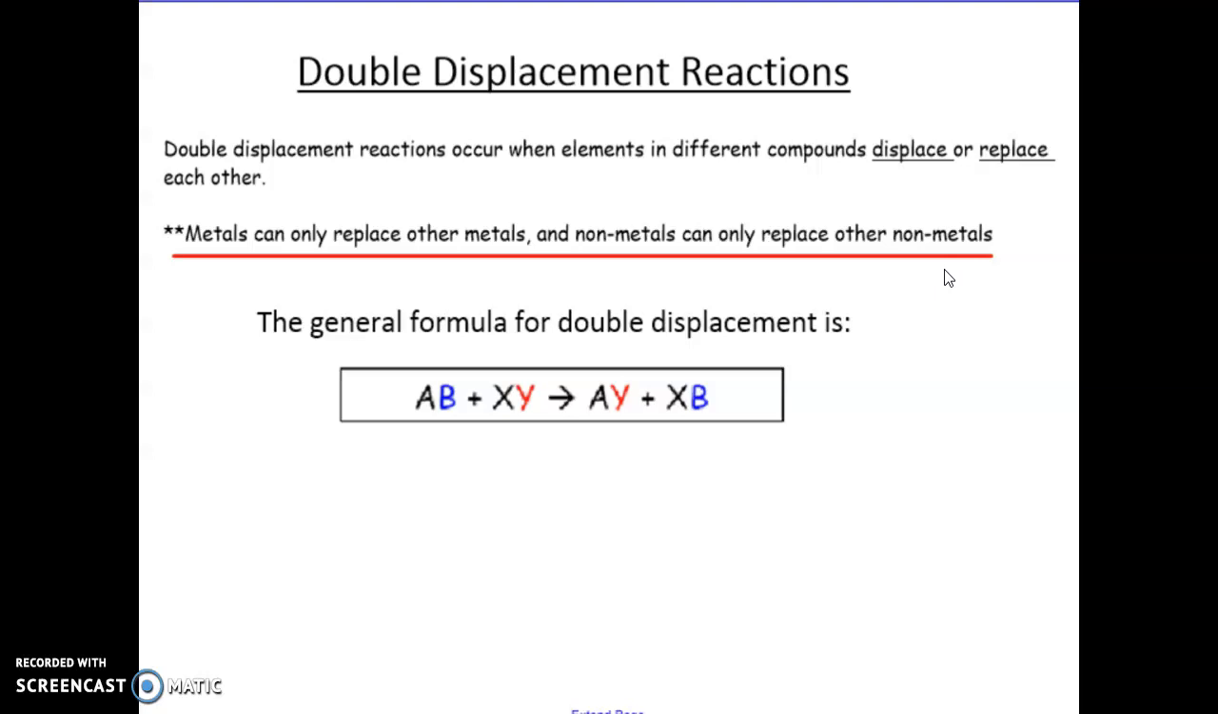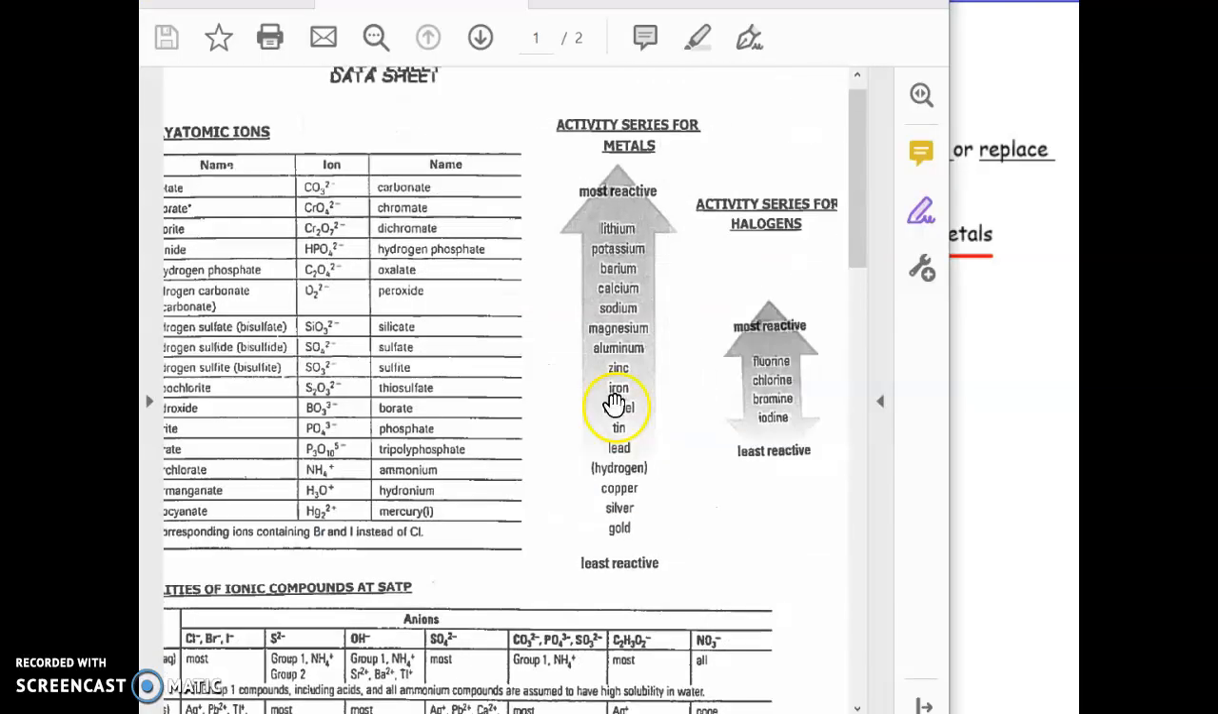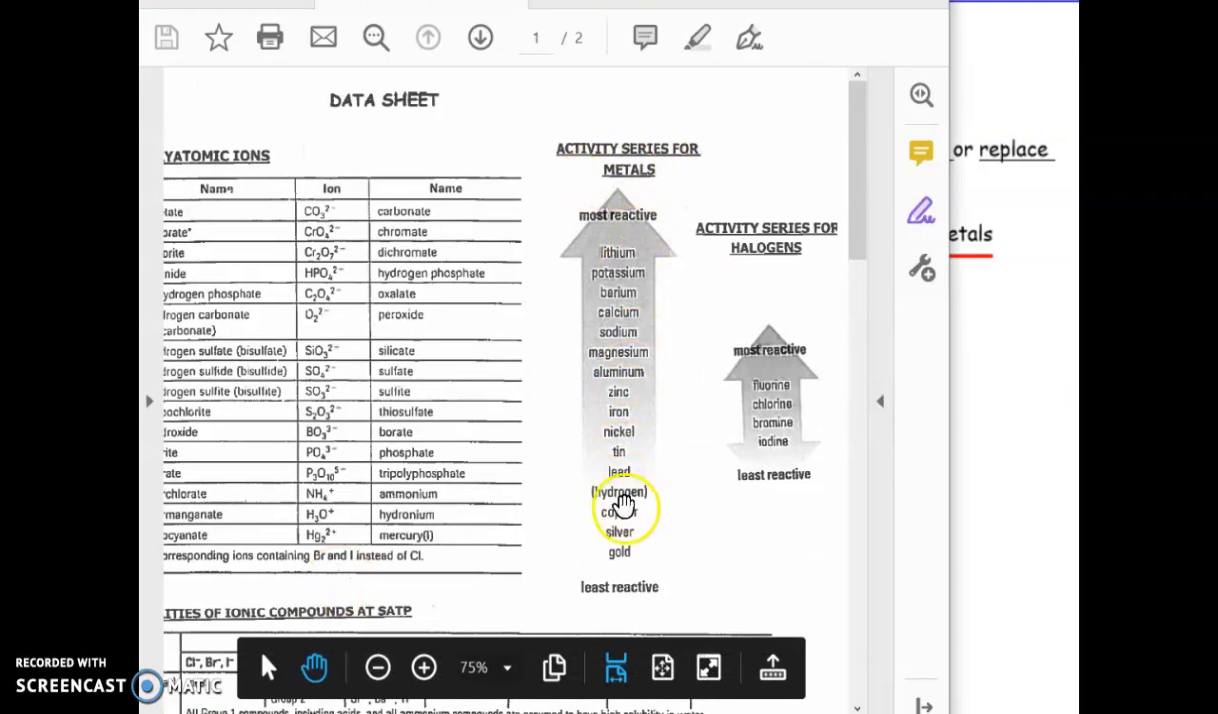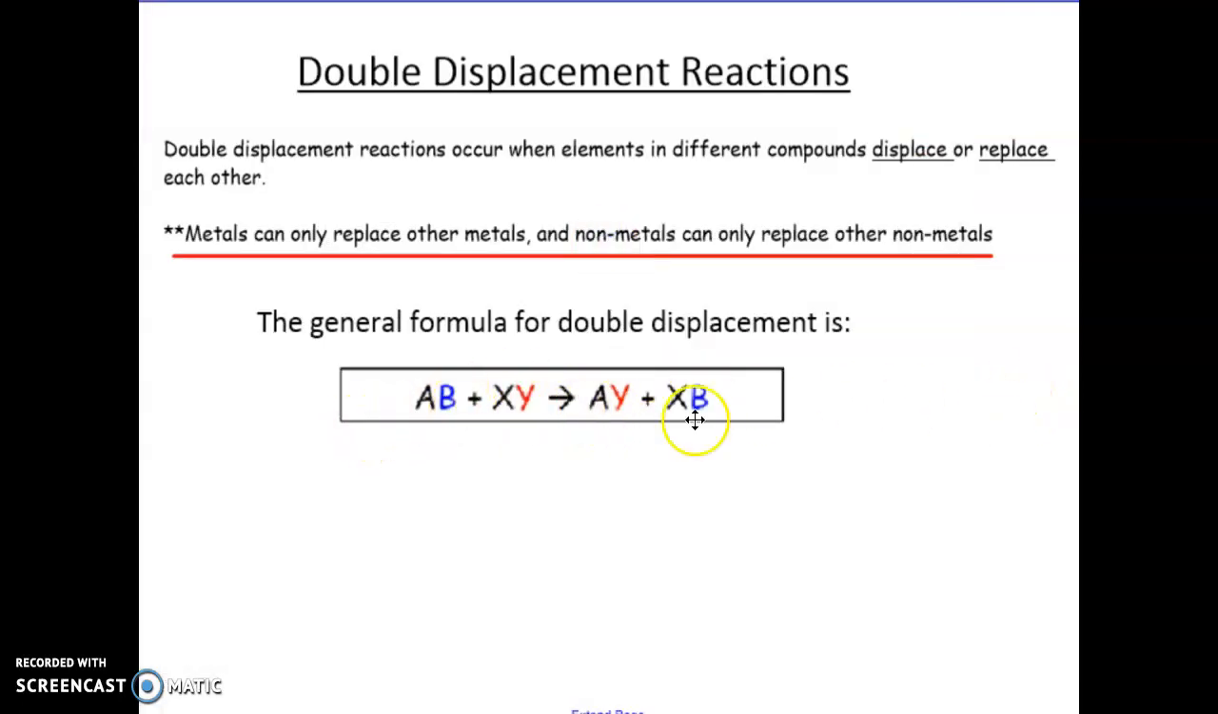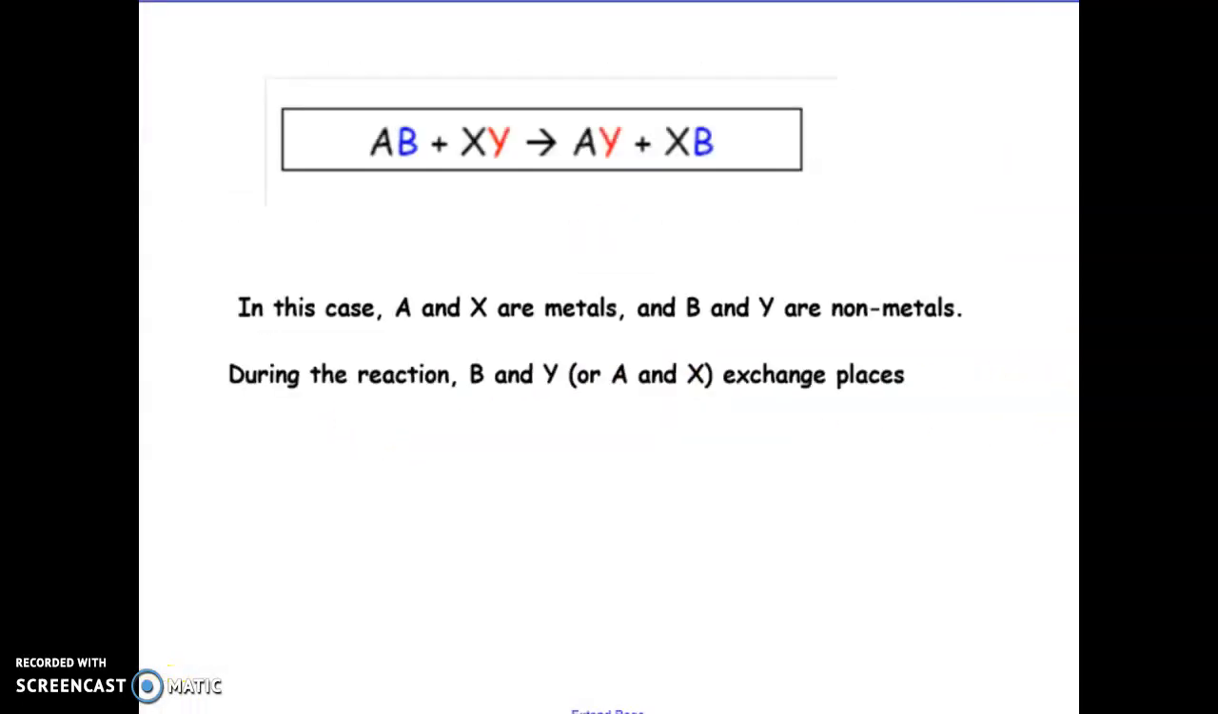If you remember, in single displacement reactions, we checked our activity series for metals or for halogens to see if the reaction would occur. But in this case, the reaction will always do the swap. And we've already mentioned this: a metal can only replace a metal, a non-metal with another non-metal.